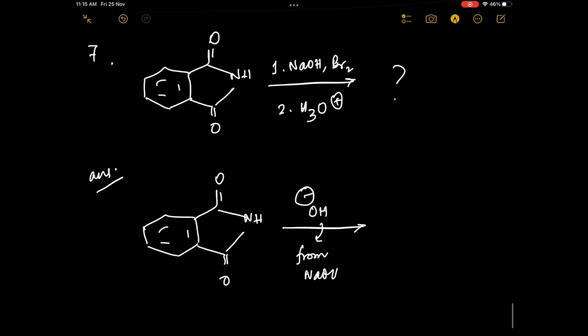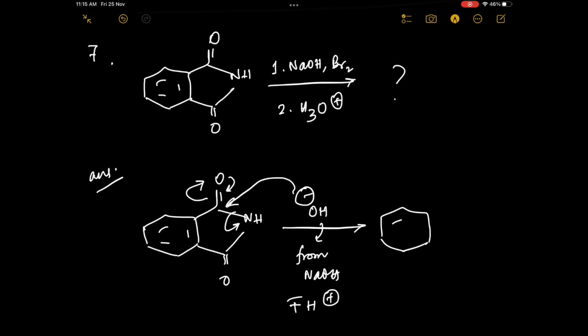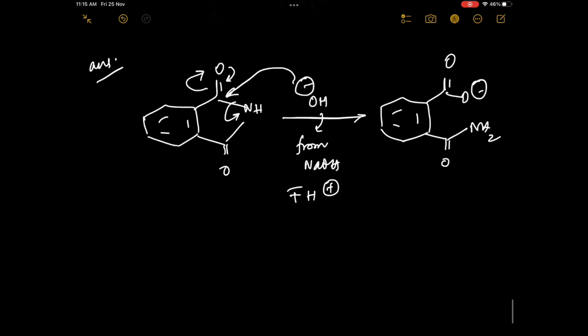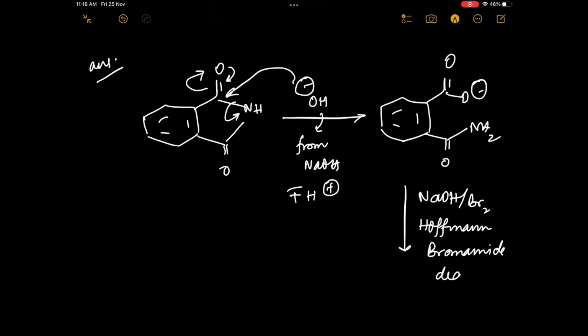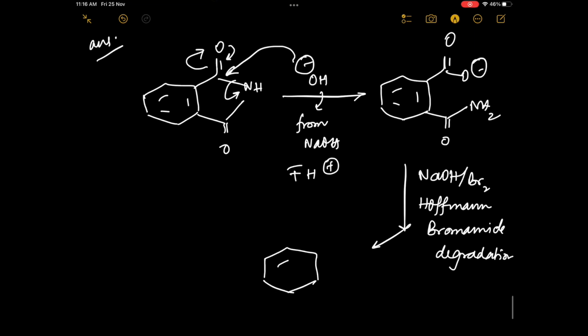Firstly we have the base present, NaOH, which actually opens up the phthalimide type of ring. And what happens here is that we get the COO minus and the corresponding amide CONH2. Now NaOH/Br2 forms NaOBr, which is actually a reagent for the Hofmann bromamide degradation that converts the amide compound CONH2 to NH2, the amine.